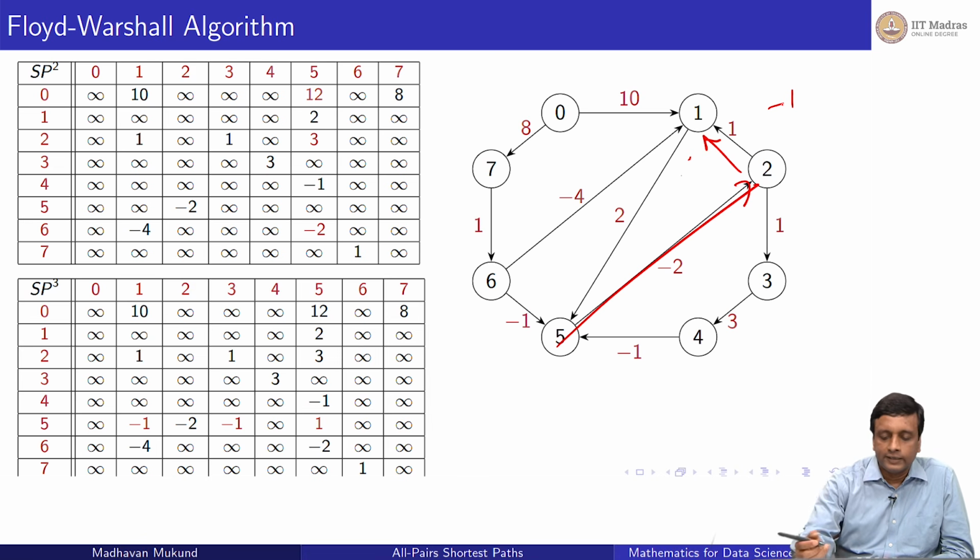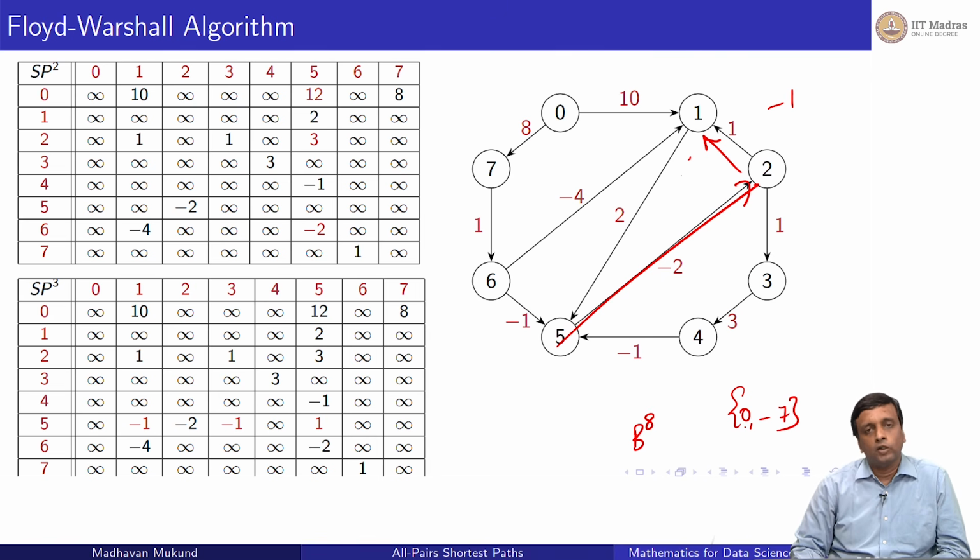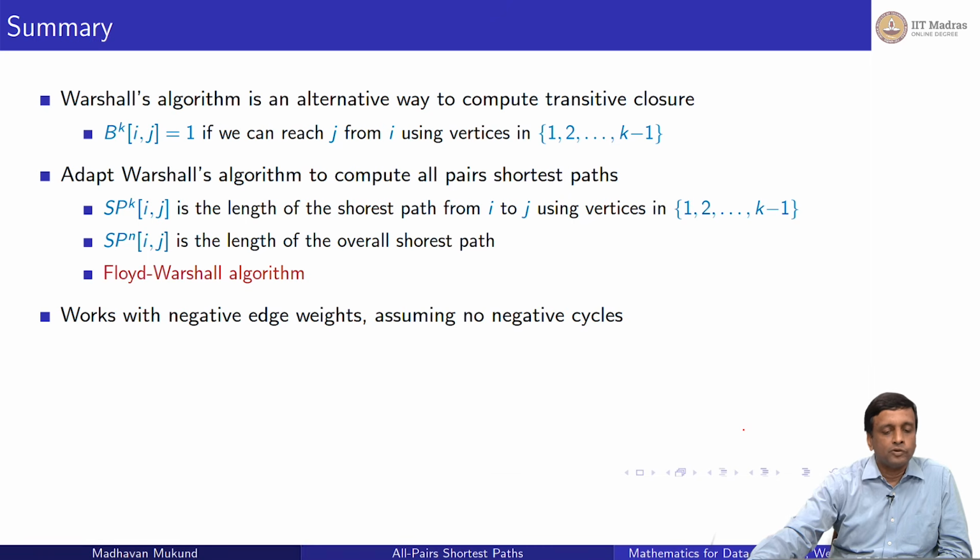And if I do this now, there are 8 vertices in this. So if I do this up to b to the power 8, then I will have all paths which go from 0 to 7, and you can work it out. I'm not going to work it out. You will get a matrix which gives you all the shortest paths from everywhere to everywhere. Right? So this is the Floyd-Warshall algorithm.